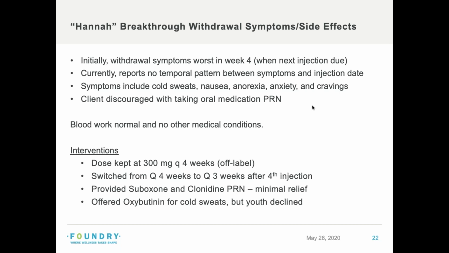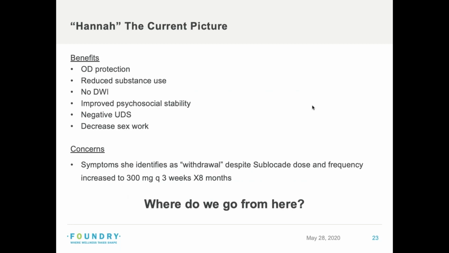So we kept her at that dose, and then we also increased her frequency from every 4 weeks to every 3 weeks after the 4th injection. We've continued to provide Suboxone and clonidine PRN with minimal relief, and more recently we've offered her oxybutynin for cold sweats. It says here that the youth declined, but she's actually now agreed as of last week. So we'll see whether that works.